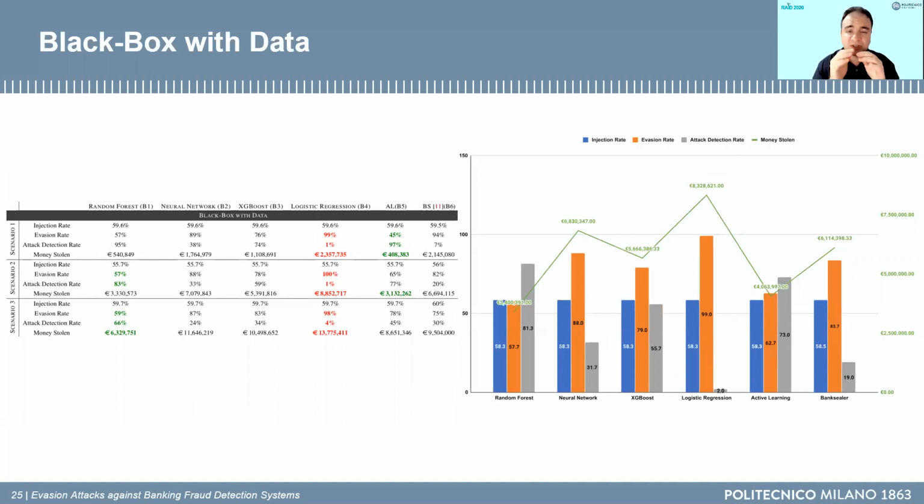Very similar results were obtained in the black box with data scenario. In fact, strategy 3 still remains the best strategy for the attacker. Still, the fraud detectors that best counteract the attack are B1, the one based on random forest, and B5, the one based on active learning, which basically achieve an evasion rate of 35% and 56% respectively, against the 90% of all the other detectors. Again, the fraud detector B4, the one based on logistic regression, is the one that is easiest to evade in all three scenarios.